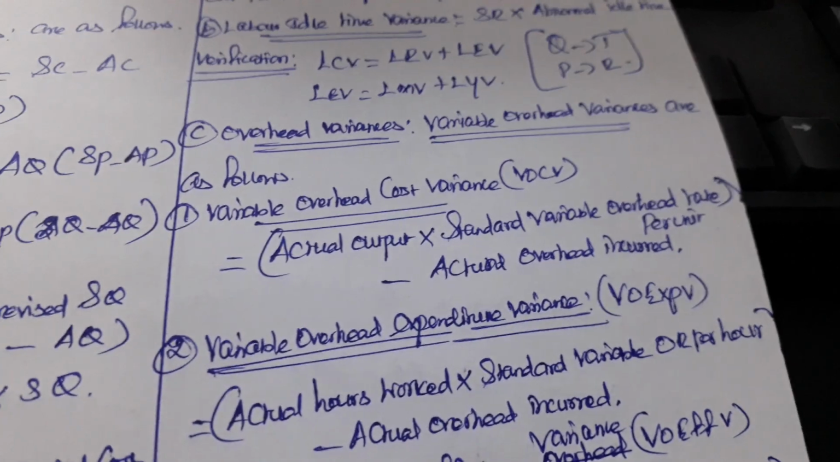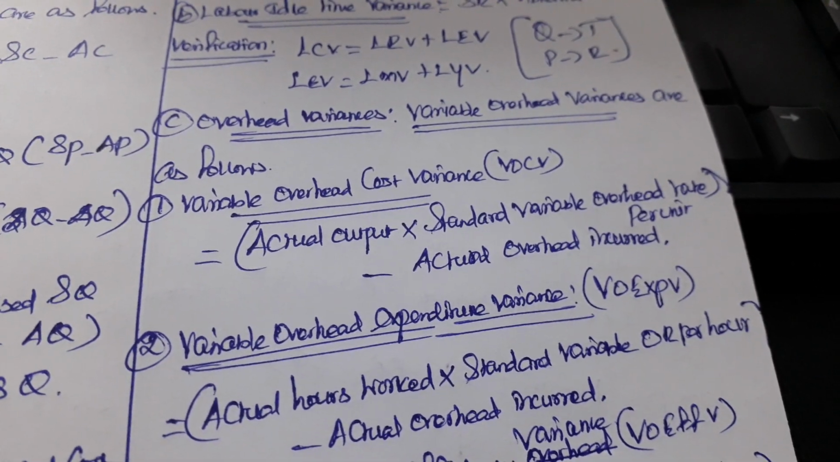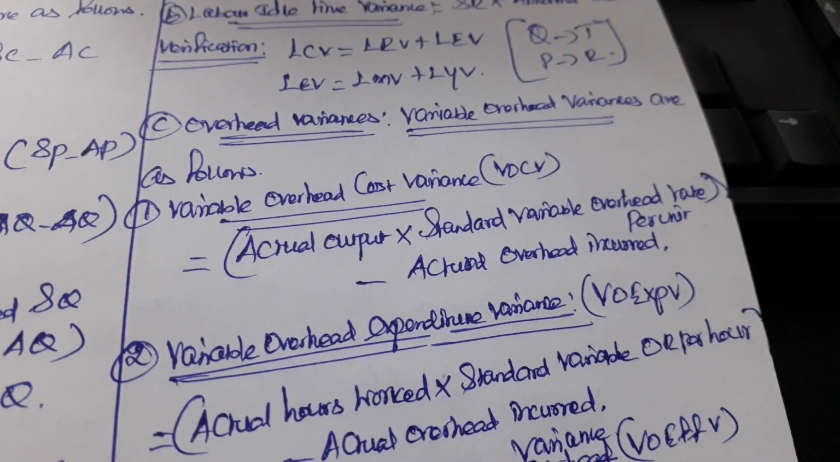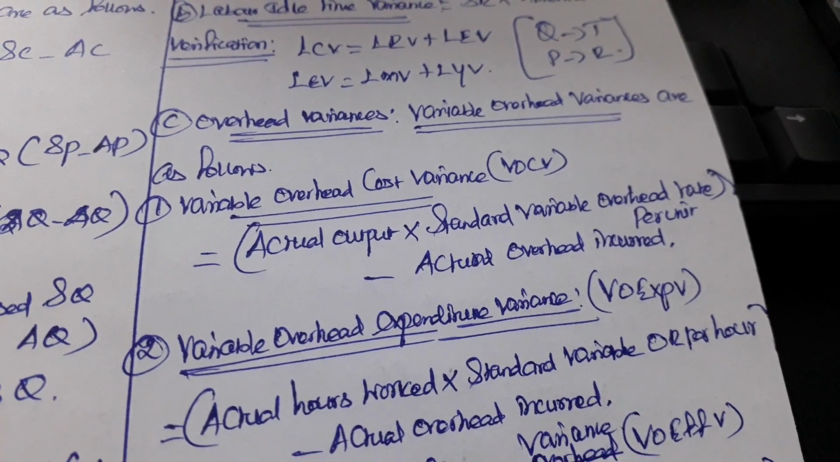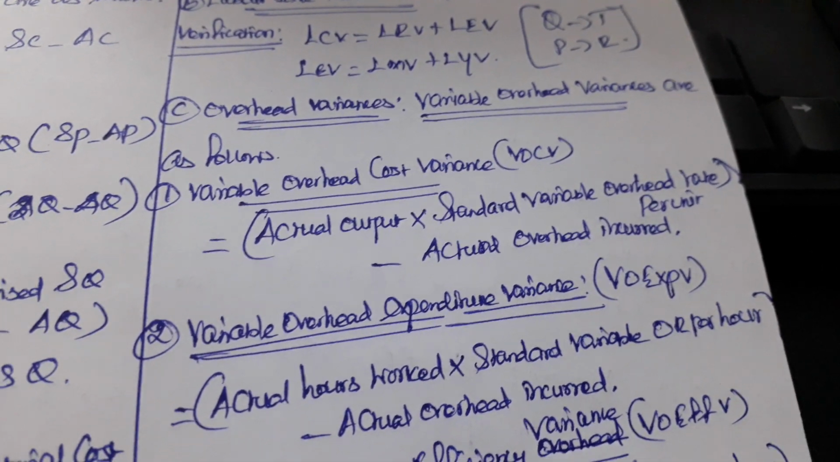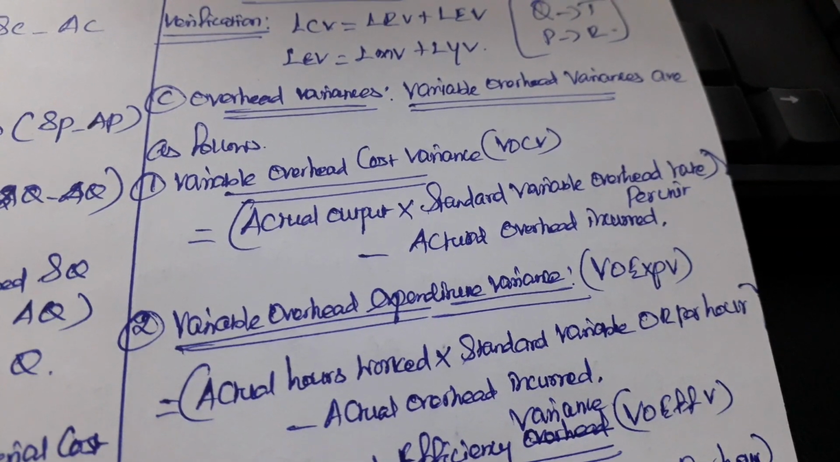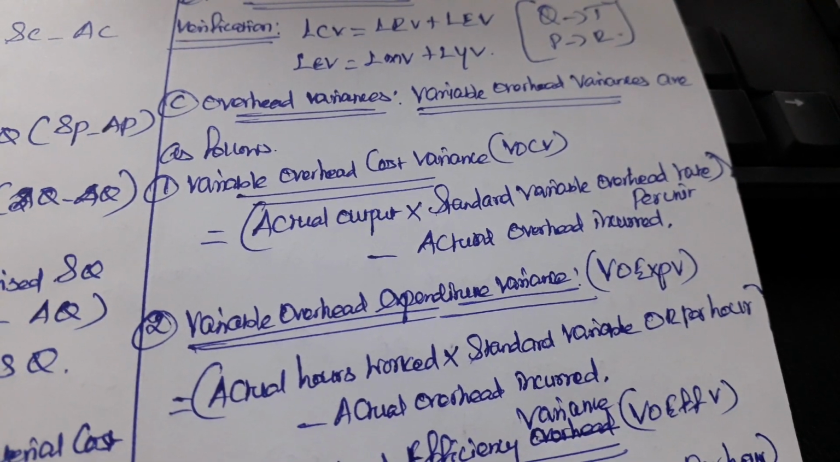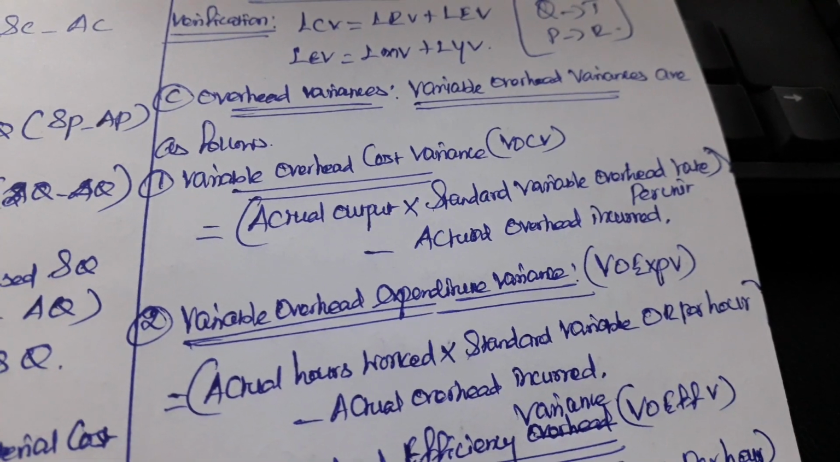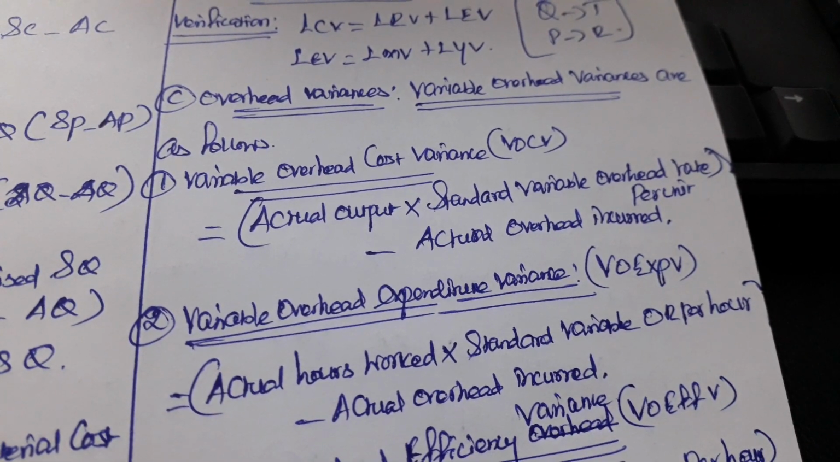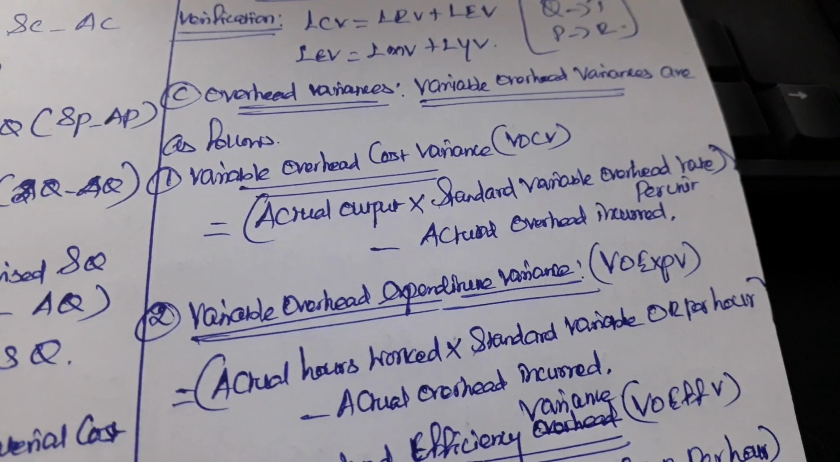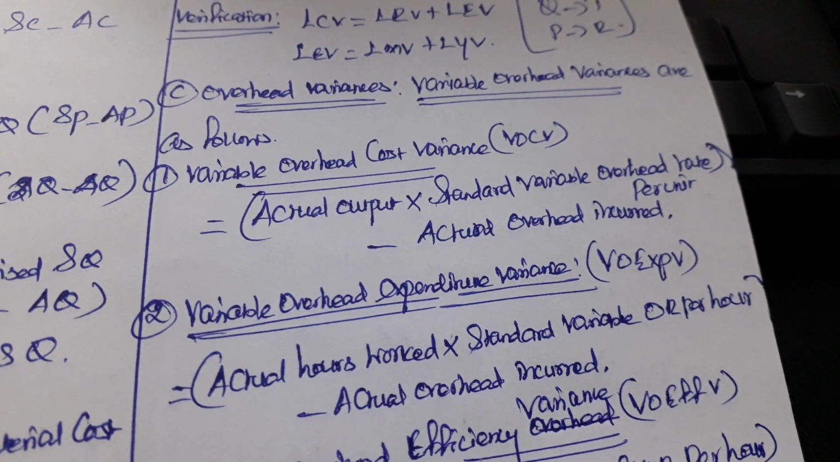Next, the type of variances: the overhead variances. It has two types. The first one is variable overhead variances. The next one is fixed overhead variances. First we can look at variable overhead variances. Under this head we can get three variances.